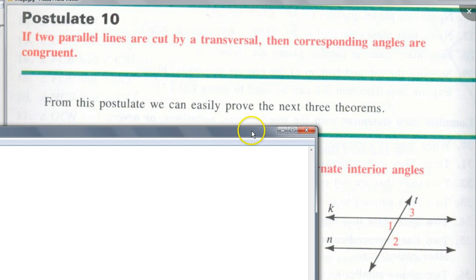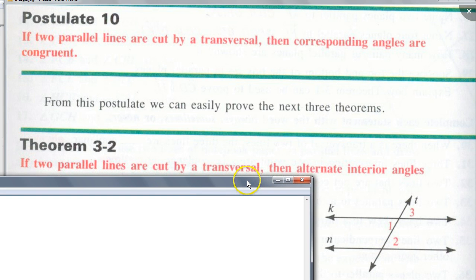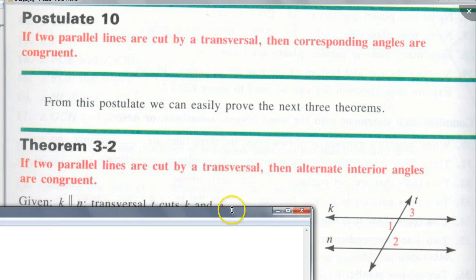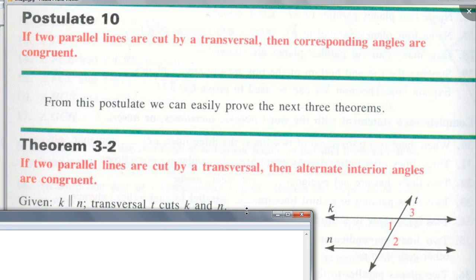So take a look at what this says. This is our theorem. We're going to be proving this in a minute, but we sort of did it by just looking at what's happening here. If two parallel lines are cut by a transversal, it starts exactly the same way as postulate 10. If two parallel lines are cut by a transversal, then alternate interior angles are, anybody? Congruent is correct. So write that down. We're going to be actually proving that theorem, okay? And I think a lot of you could do it yourself.